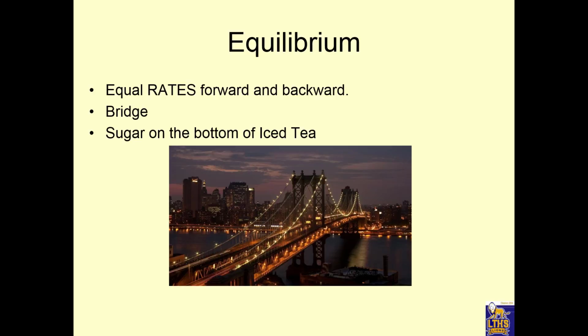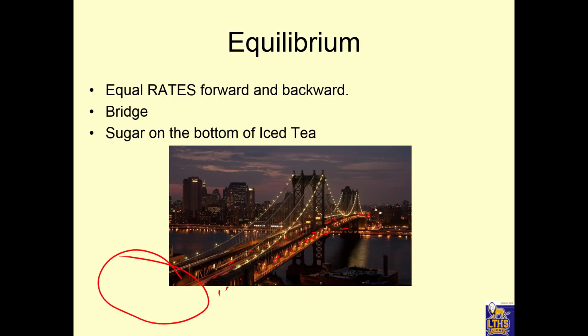So what is equilibrium? Equilibrium is when the rate of the forward reaction and the rate of the reverse reaction equal each other. And at equilibrium, you have some of everything, some of each reactant and some of each product, because reactants are turning into products at the same rate products are turning into reactants.